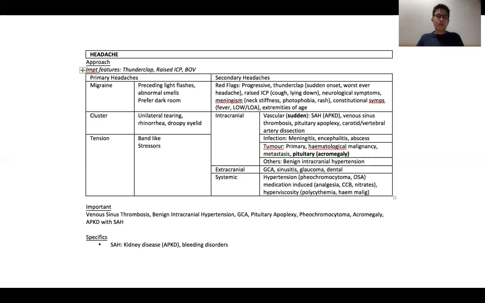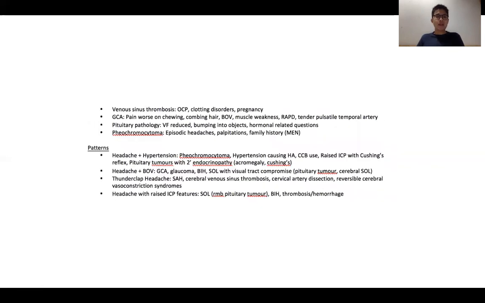Then I move on to some of the specifics. So let's say this sounds like a thunderclap headache, that I think of SAH. I need to remind myself to think laterally for APKD because there are associations with berry aneurysms. Venous sinus thrombosis with clotting disorders, etc., etc. And then this is sort of like the patterns that I earlier alluded to in terms of approaching headaches.